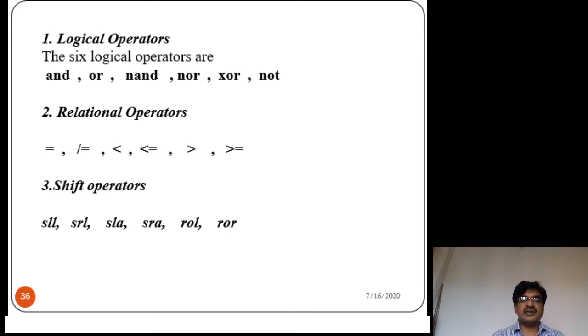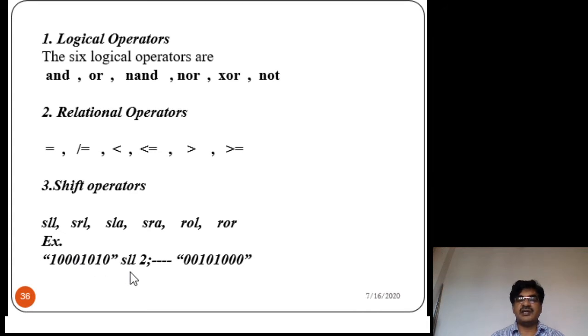Already in the subject STLD or some other subjects also, you observe these shifting operators. Let us see one example. Suppose here is one 8-bit number, and the shift operator is SLL by 2 bits. SLL means shift left logical. That means shifting the 8-bit data towards the left side by 2 bits. So this is the resultant data. This is the operation of shift left logical on a binary number.